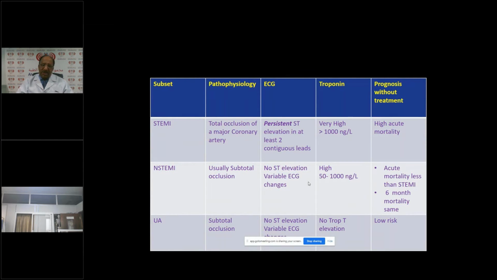In unstable angina, there is usually some form of occlusion. It may be subtotal, it may be a spasm. There is no ST elevation. Usually the ECG is normal and there is no ST elevation. That's the most important. If there is no ST elevation, it is unstable angina. And that is a low risk situation.